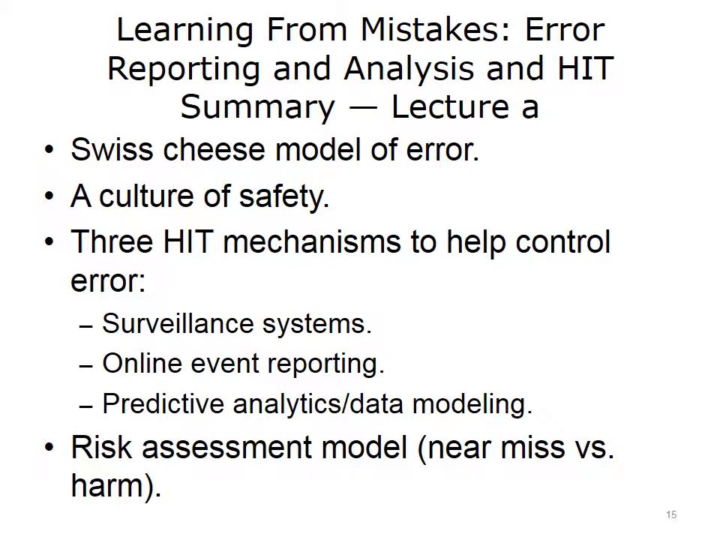A culture of safety is one in which we understand the inevitability of error and assume the responsibility for the roles that we all play in error, both causation and prevention. The three mechanisms by which HIT helps to detect and analyze errors that we discussed included automated surveillance systems, online event reporting systems, and predictive analytics and data modeling. Finally, we discussed a risk assessment model where we differentiated between the characteristics of a near miss and harm, illustrating the escalating levels from simple near miss without preventable error to a full-blown error that results in death.